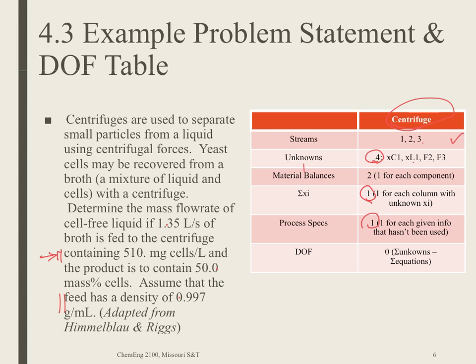So now I figure out my degrees of freedom. Degrees of freedom is unknowns minus the sum of all of those. So 4 minus 2 minus 1 is 0. If I have 0, then I'm ready to solve. If I have something that's positive, I need more equations. If I have a negative degrees of freedom, this problem is going to be overspecified.